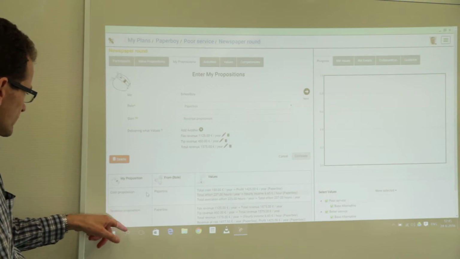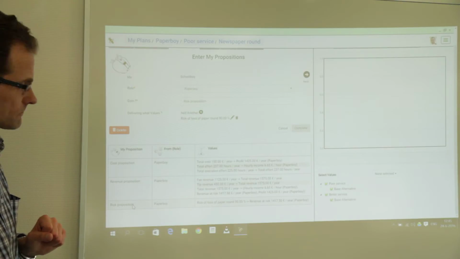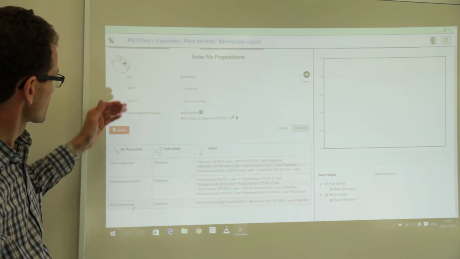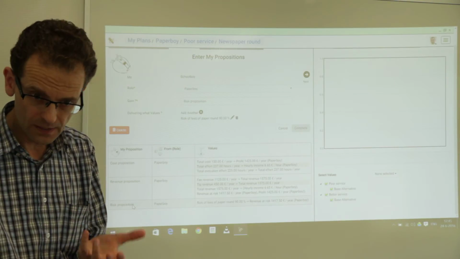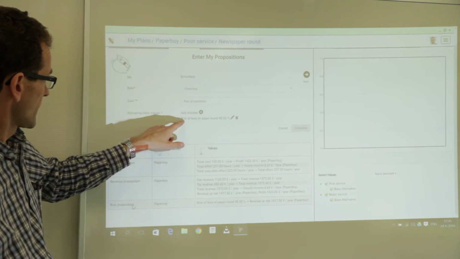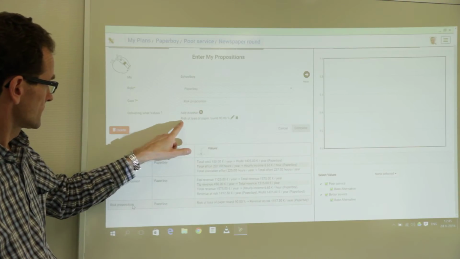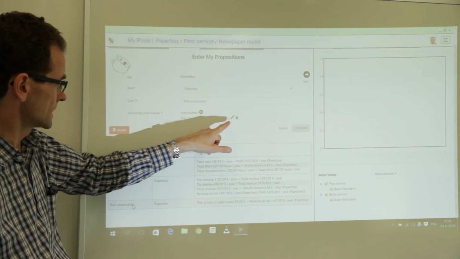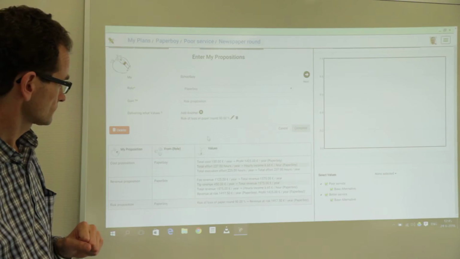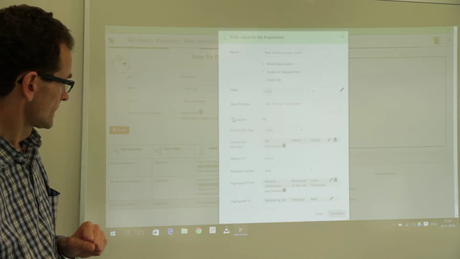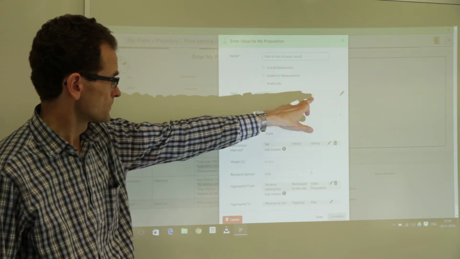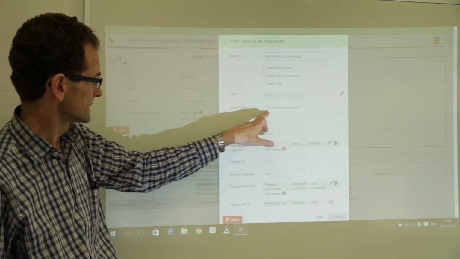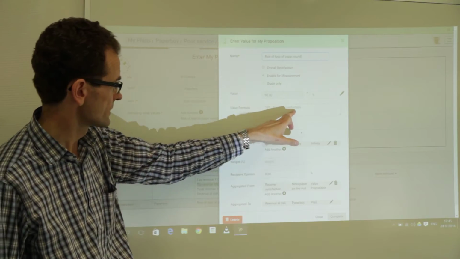And now go into, for instance, one more, risk proposition. That's a special one. Risk proposition, also about the value that's captured by the paperboy himself. And there is a value in it called risk of loss of paper round. Click on this pencil. Risk of loss of paper round. Here you can see how it is measured. It's in percentage here, 100% minus the receiver satisfaction.